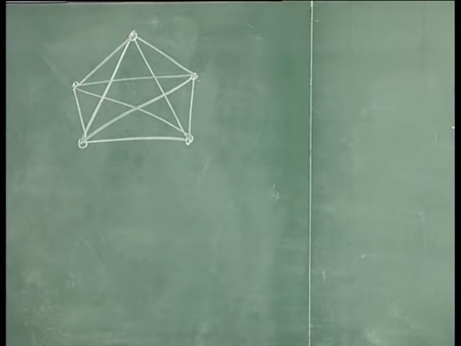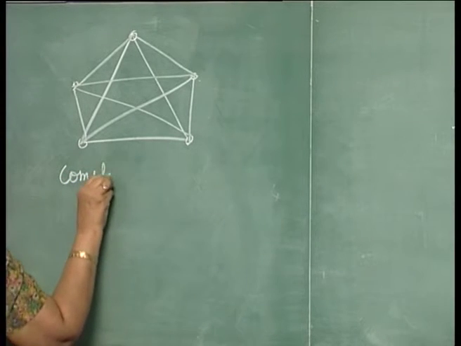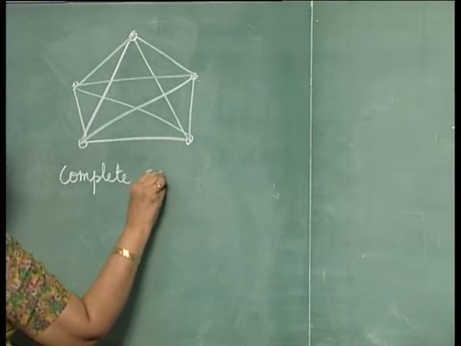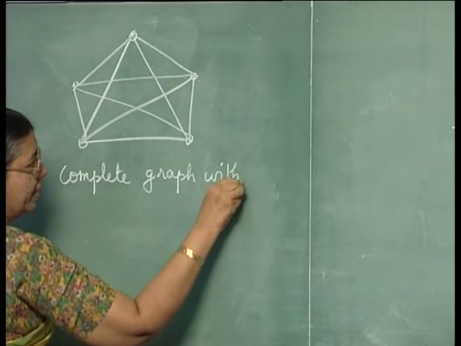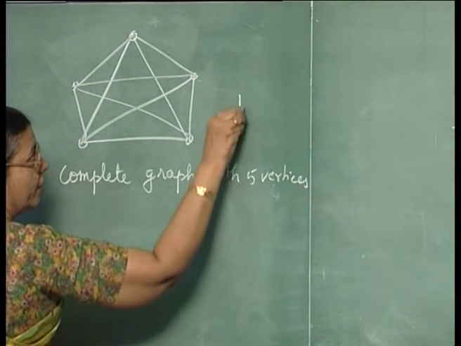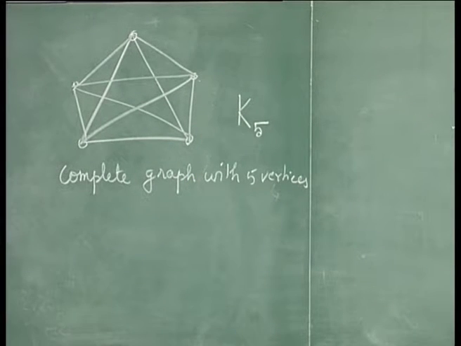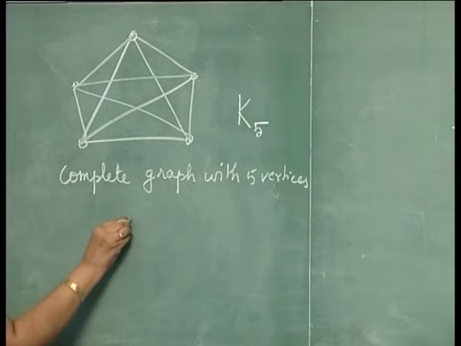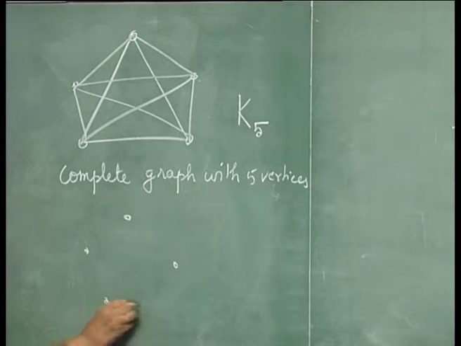This is a complete graph with 5 vertices. This is denoted as K5, and this is not a planar graph. Try to draw it in a planar manner. You have 5 vertices, so you can connect like this.